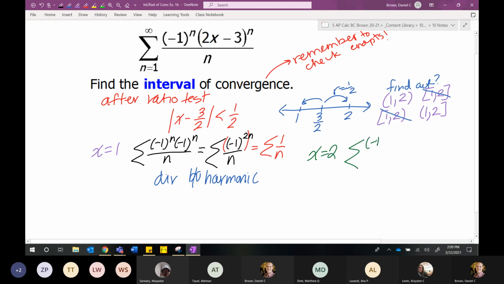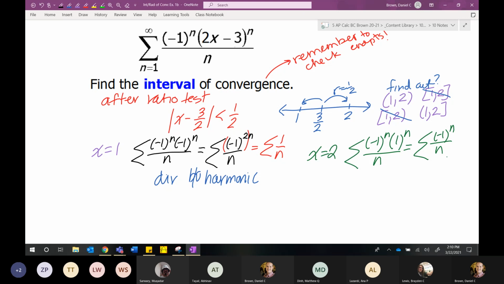Plugging it in, so I have negative 1 to the n, 2 times 2 is 4, 4 minus 3 is 1, to the n over n. Looking at that 1 to the n, 1 to the n is always going to be equal to what? 1. So this series is just going to simplify to negative 1 to the n over n. And then you want to justify that using any rules we have. But what do we know about that series? It's one of the ones we should have memorized. Oh, that's the alternating harmonic.